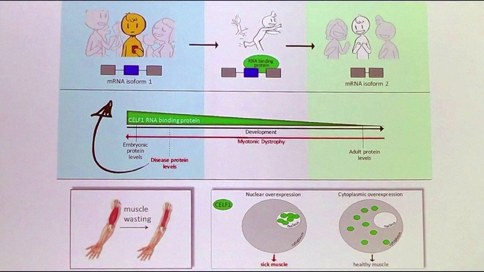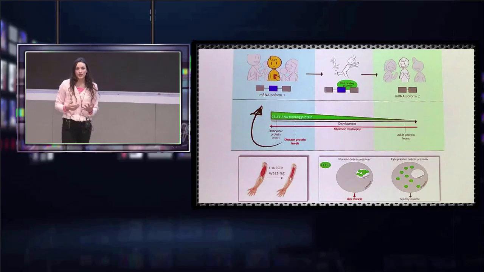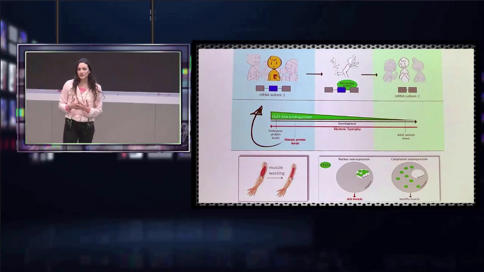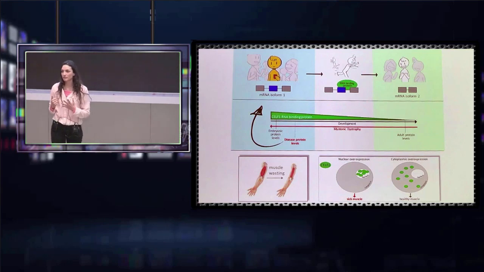And when we understand which of these transitions are necessary and symptom-causing, we can better develop therapeutics to fix them. I aim to discover those crucial mRNA transitions that are regulated by this RNA binding protein and necessary for proper muscle development and function, not only in myotonic dystrophy, but in each and every one of us.